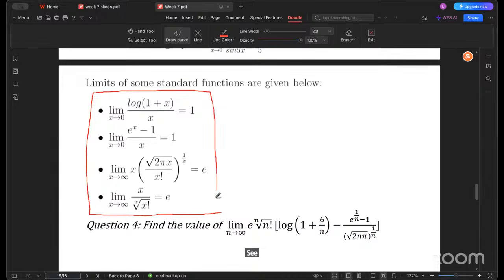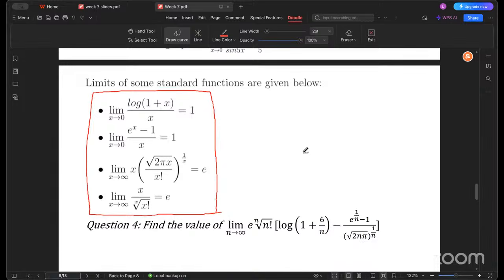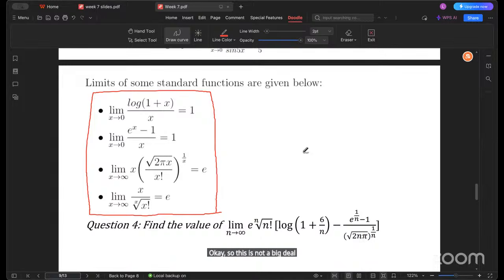I understand the difficulty. When you people are doing math, how many math papers in one term are you doing? One. Okay, so for math majors, we are doing all math papers in one term. So how many formulas are we remembering? This is not a big deal. You can definitely do it. I understand there is some work involved, but just put in enough effort, you will definitely be able to remember. It's not a big deal.